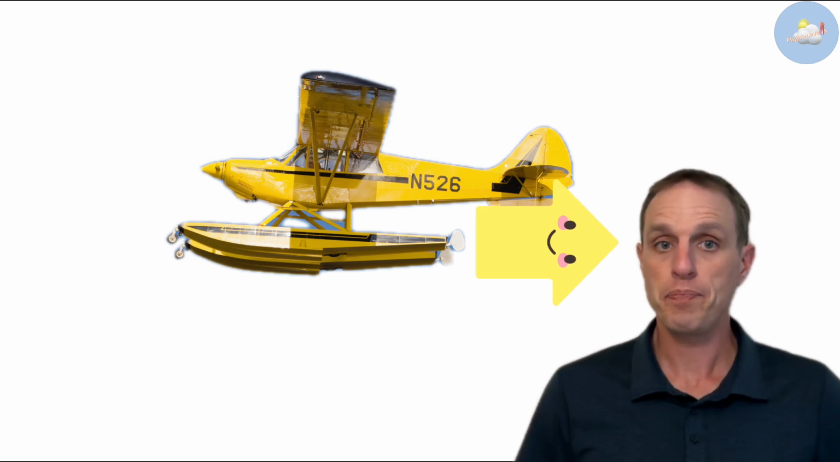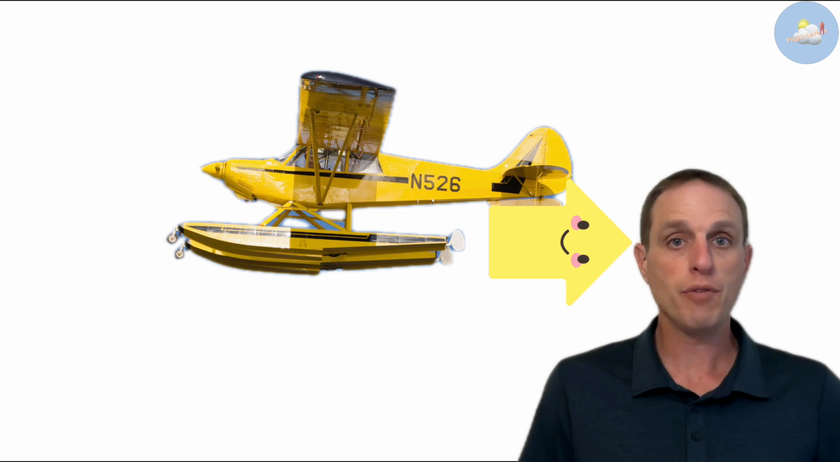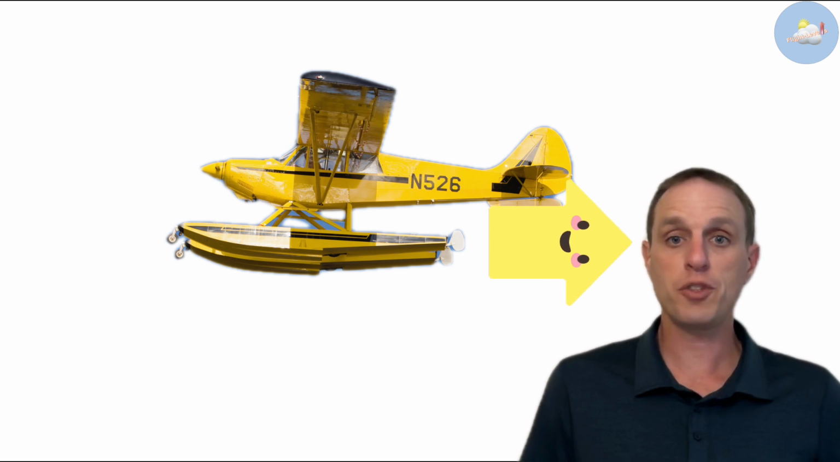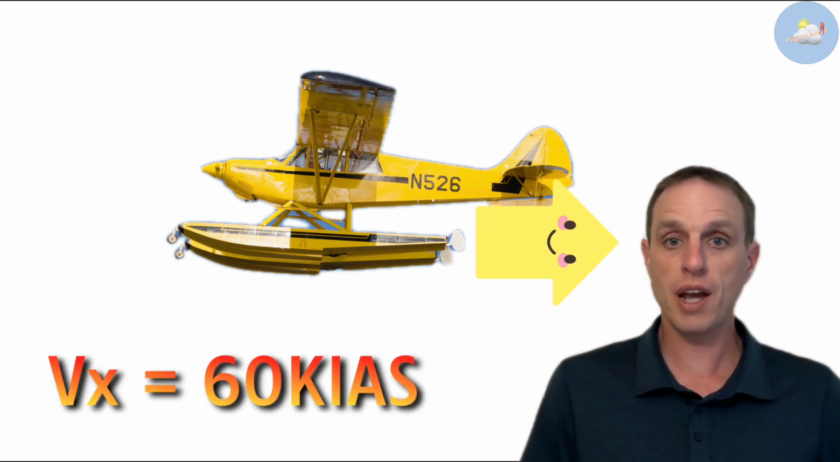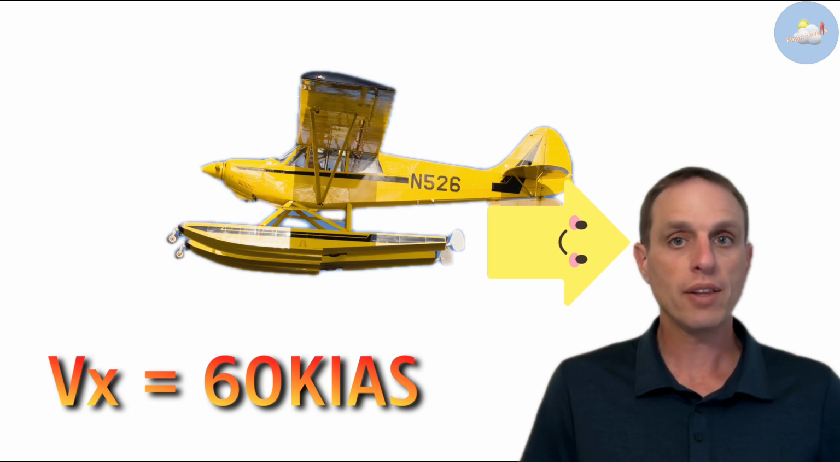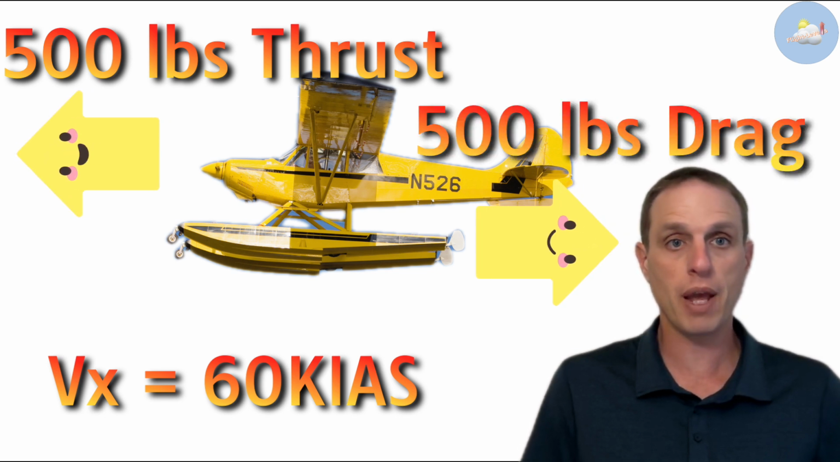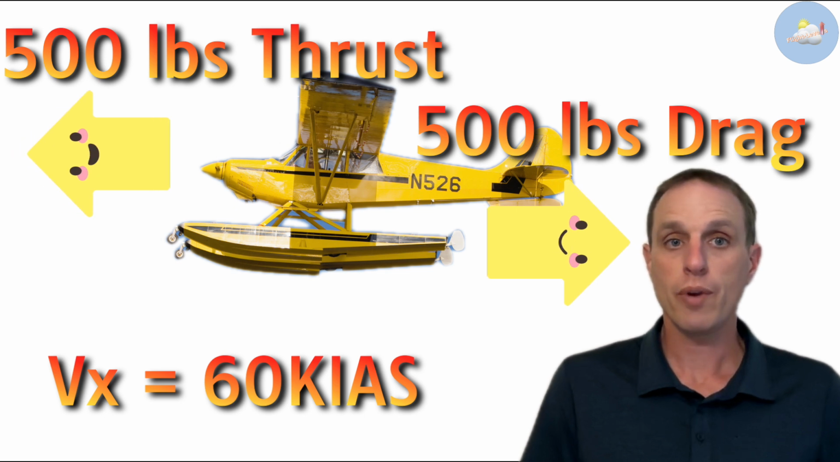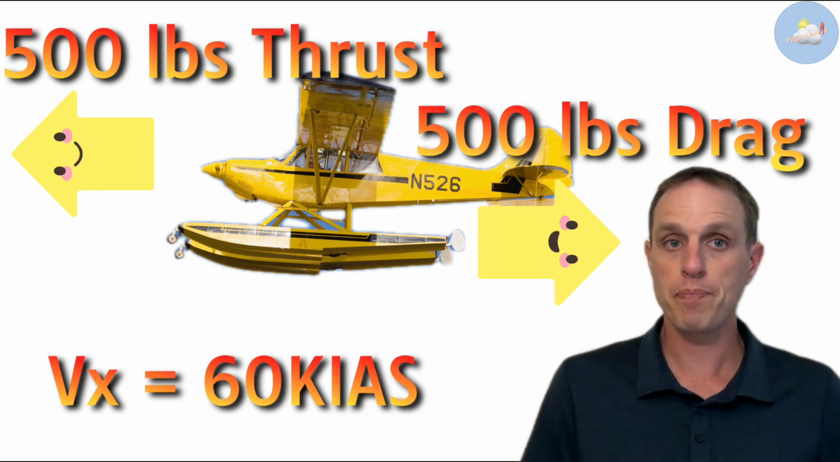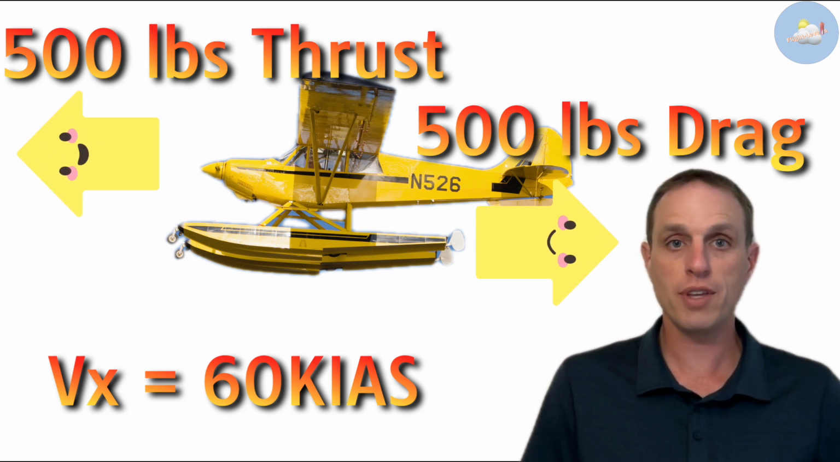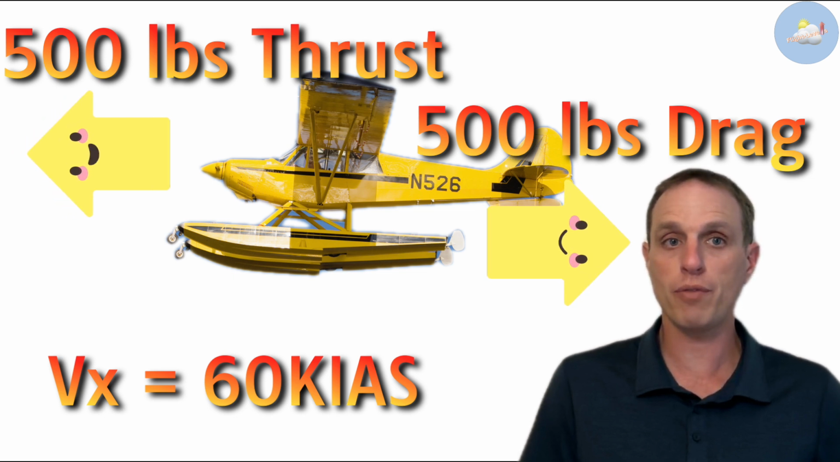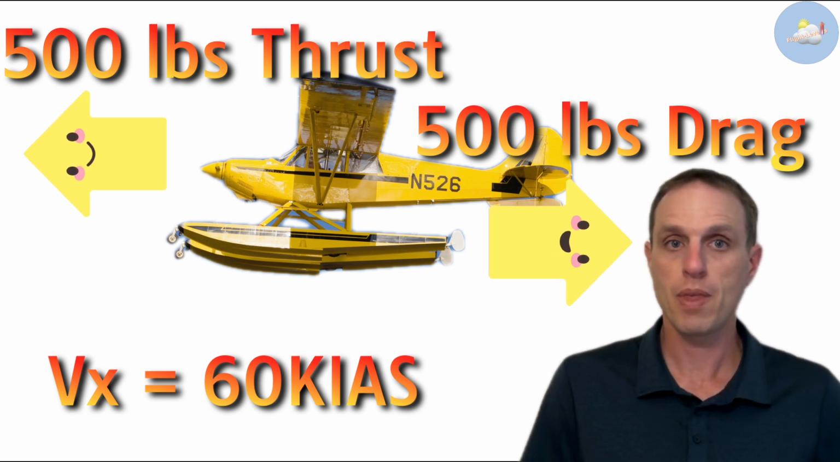Let's make another example. Let's say we are in an airplane in flight holding altitude at a steady speed of Vx. In this example, let's say Vx is 60 knots indicated airspeed. We likely have a pretty low power setting. Let's say the propeller is producing 500 pounds of thrust, which is opposing 500 pounds of total drag. We are in straight and level unaccelerated flight because the four forces of flight are in equilibrium. The forward components of thrust equal drag, and the vertical component of thrust and lift equal weight.